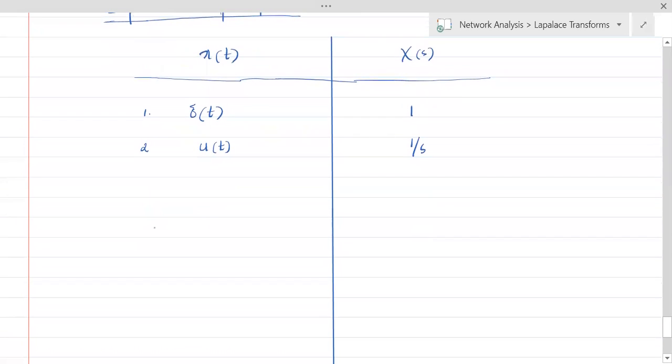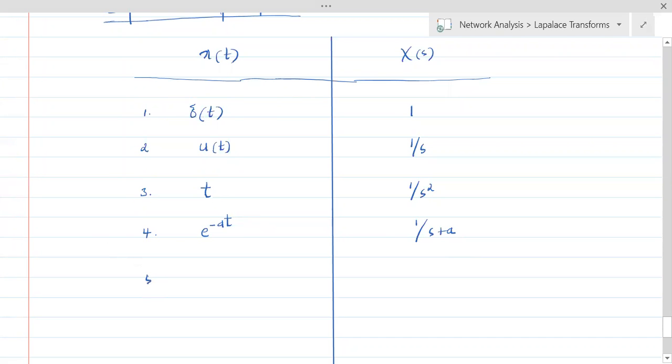Similarly, we have seen the Laplace transform of a ramp signal, which is given by t. What is the Laplace transform of this? It is 1 by s square. Fourth one. Which one did we see after this? We saw e power minus at. It is a decaying exponential. So what is the Laplace transform of this? It is 1 by s plus a.